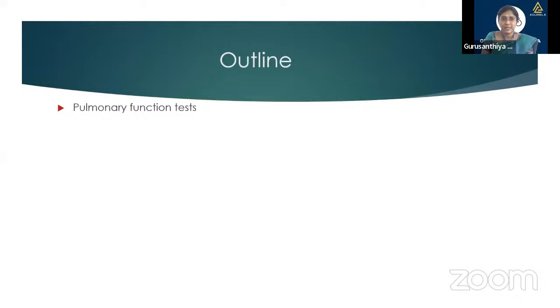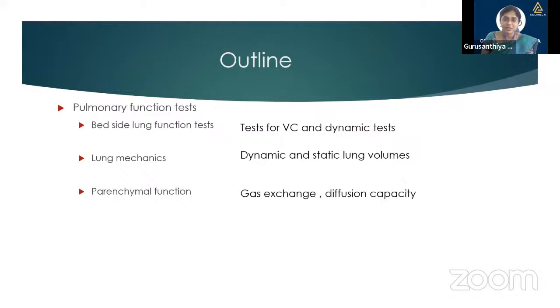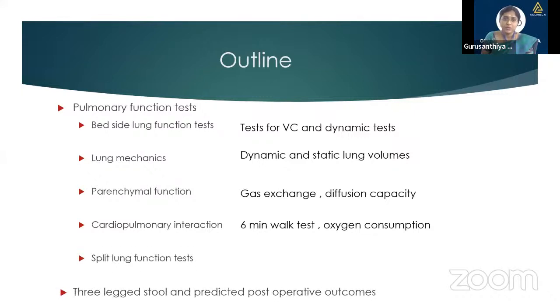Pulmonary function test basically includes bedside pulmonary function test, which measures the vital capacity and the dynamic test. Next is the one which measures the lung mechanics, the dynamic and static lung volumes. Then comes the parenchymal function, which involves the gas exchange and the diffusion capacity. Then is the cardiopulmonary interaction, which involves the 6-minute walk test or shuttle walk test, cardiopulmonary exercise testing, and the measurement of oxygen consumption. The one which is done least is the split lung function test.